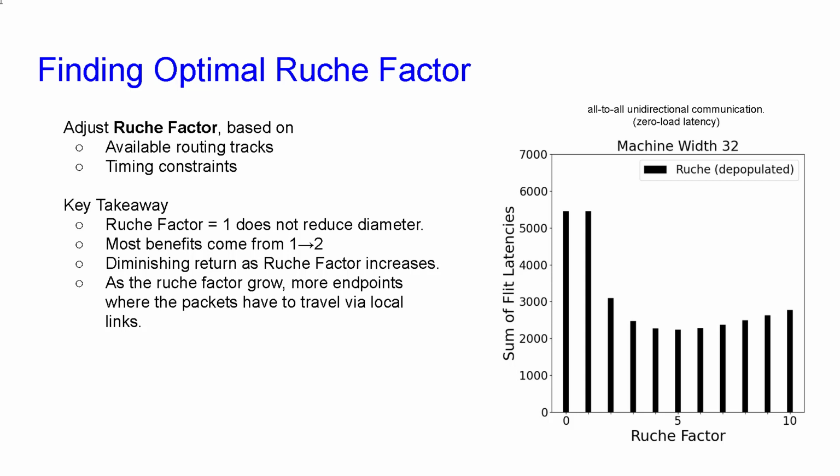A Ruche vector of 1 does not reduce network diameter. We have the most benefit going from 1 to 2, and there is diminishing return as the Ruche vector increases. However, once it reaches a certain point, the sum of latencies starts to increase again, because there are more endpoints the packets have to travel to via local links. This suggests that even a modest Ruche vector is quite sufficient for a significant improvement in network performance.